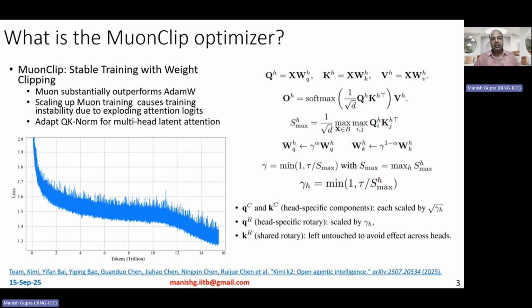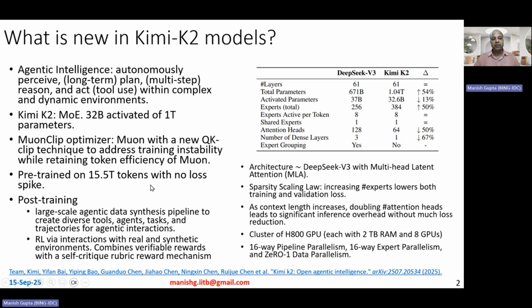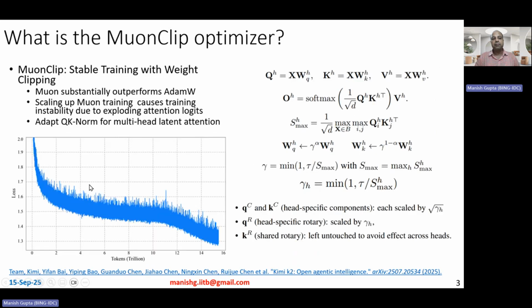Let's talk a little bit in detail about this MuonClip optimizer. The MuonClip optimizer, as I mentioned, is derived from Muon. Muon has been shown to be a better optimizer compared to AdamW in terms of the validation loss reduction that can be obtained. However, if you scale up Muon training to a much larger number of tokens, in their case 15.5 trillion tokens, it causes training instability because of exploding attention logits.